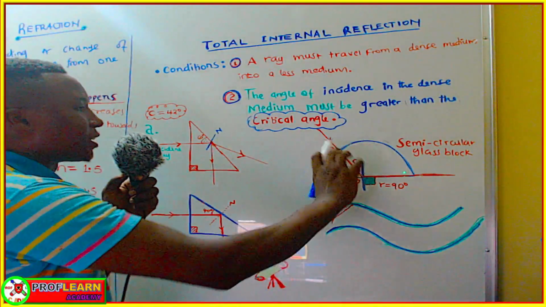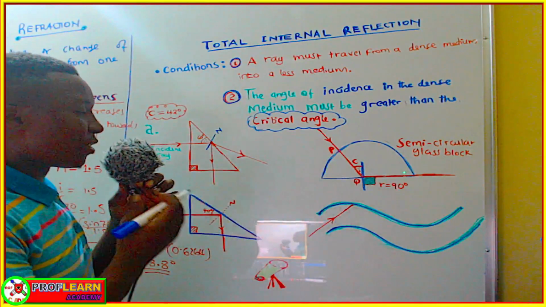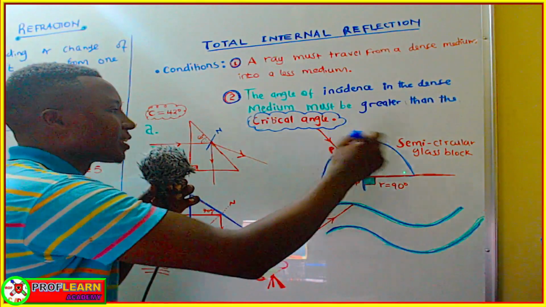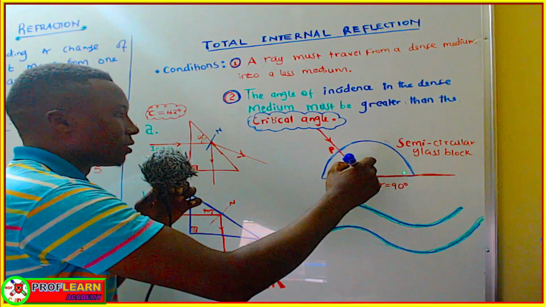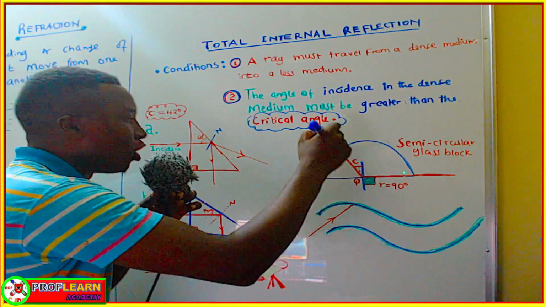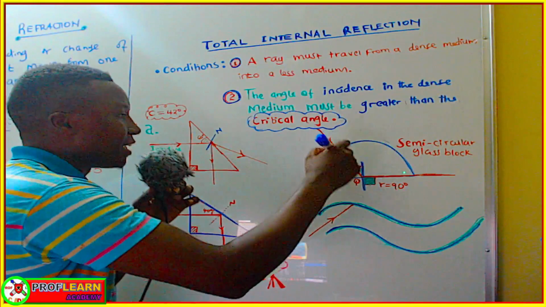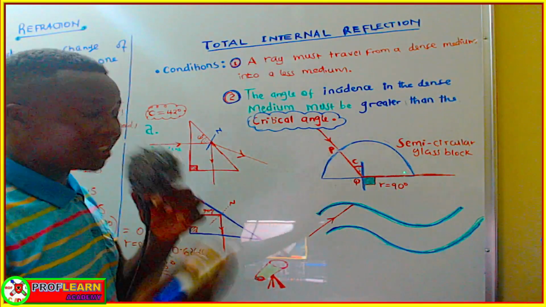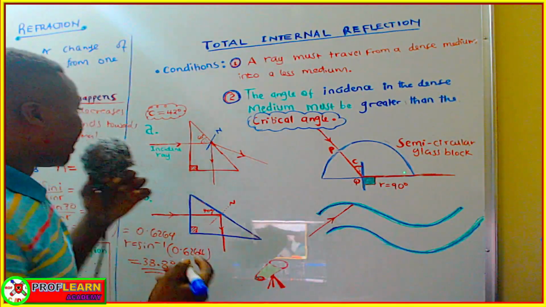And most of the time, semicircular glass blocks are used to study total internal reflection, because when a ray is entering the glass block through this curved part, it's going to be undeviated. It's going to enter straight, because the ray at this particular point is along the normal. So when you direct a ray along the normal, there is no refraction, because the angle of incidence is zero. So the angle of refraction at that point is going to be zero.